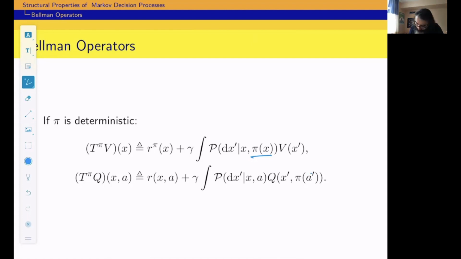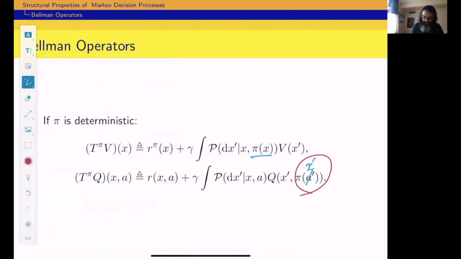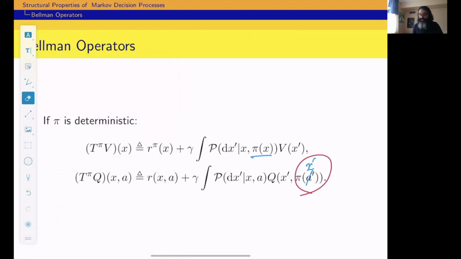This is a typo. This should be, so this would be at the next state. Pi would be pi of X prime, but everything else is the same. So this is a Bellman operator if pi is deterministic.